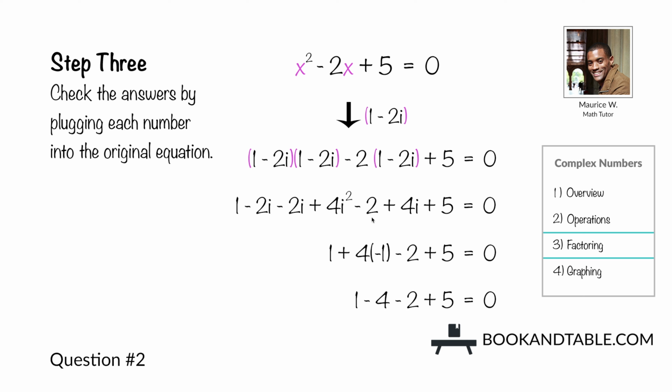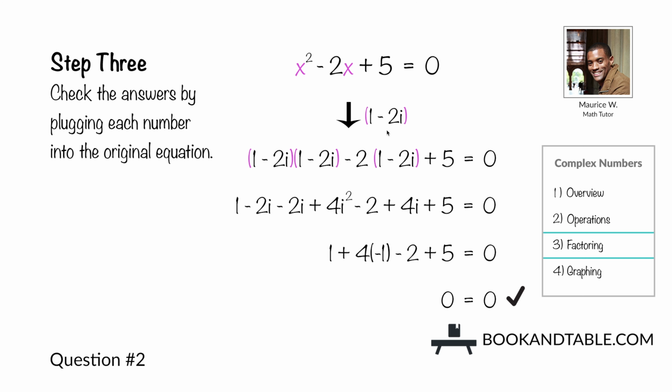Negative 2 times 1 is negative 2. Negative 2 times negative 2i is positive 4i. Plus 5 is equal to 0. Negative 2i minus 2i is negative 4i, and that cancels out positive 4i, leaving us with 1 plus 4 times negative 1 minus 2 plus 5. 4 times negative 1 is negative 4. 1 minus 4 is negative 3. Negative 3 minus 2 is negative 5. And negative 5 plus 5 is equal to 0. Left side equals right side proves that x does equal 1 minus 2i.